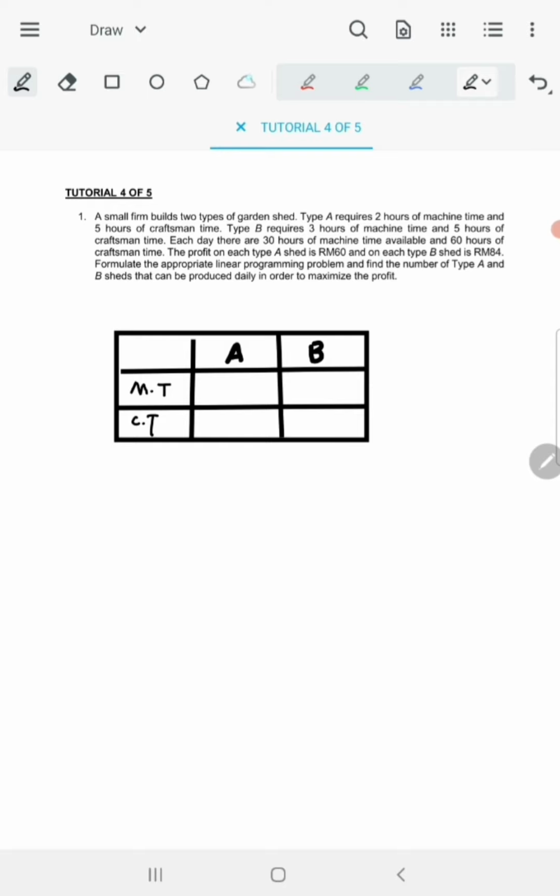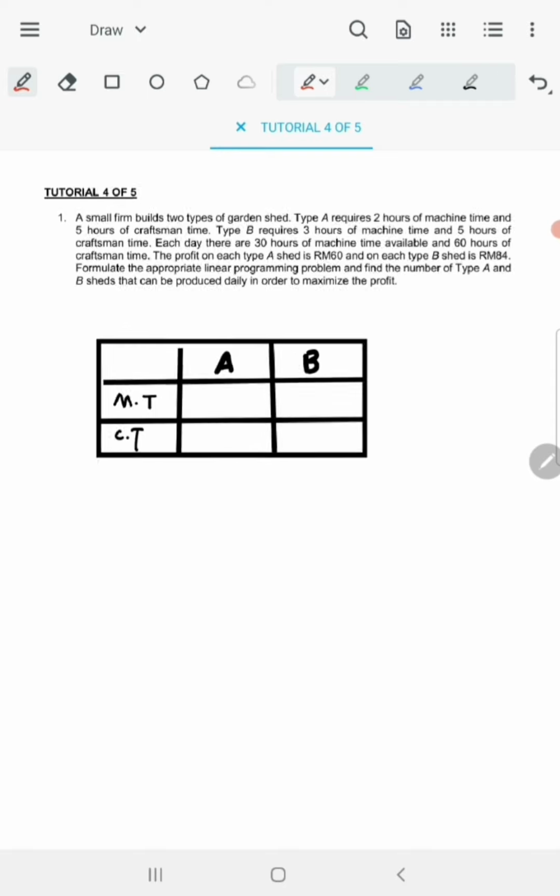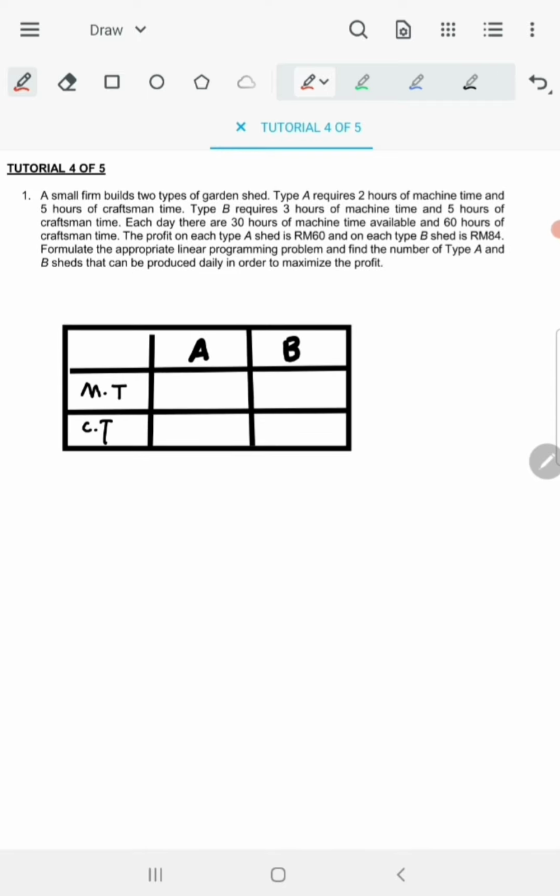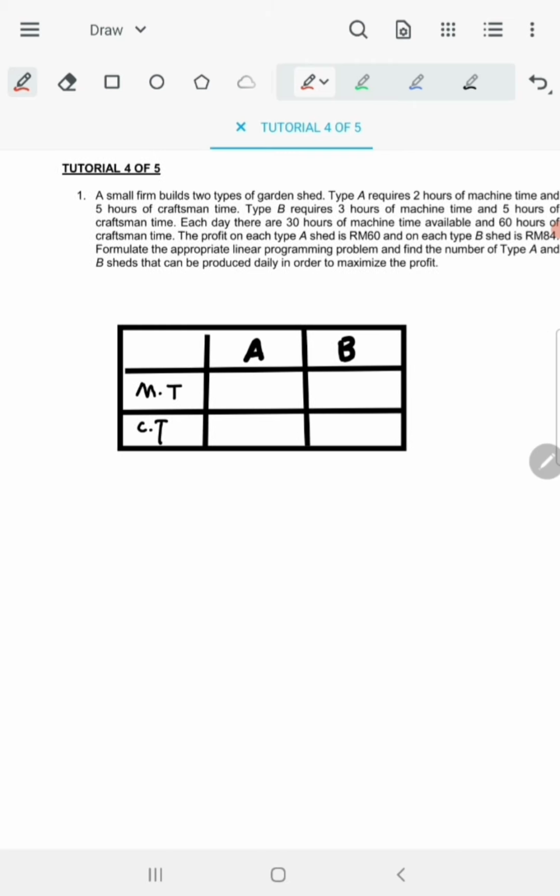Okay, now to answer this question, you need to know first the x and y. So if we know the objective function, then it will be your x and y in your objective function. So first thing, you have to find what is the objective function. From here, we know to maximize the profit. Okay, so we need to maximize the profit.